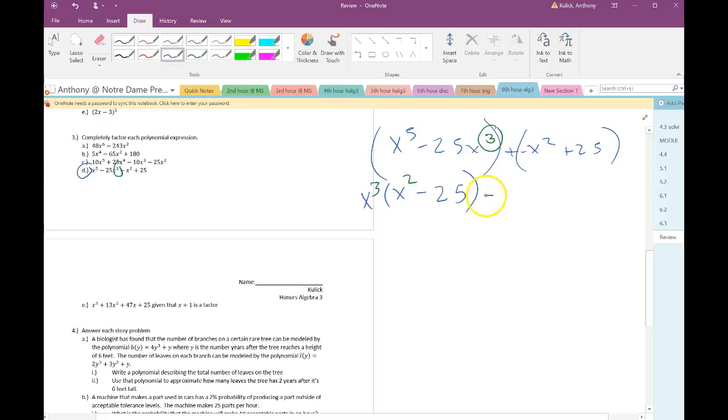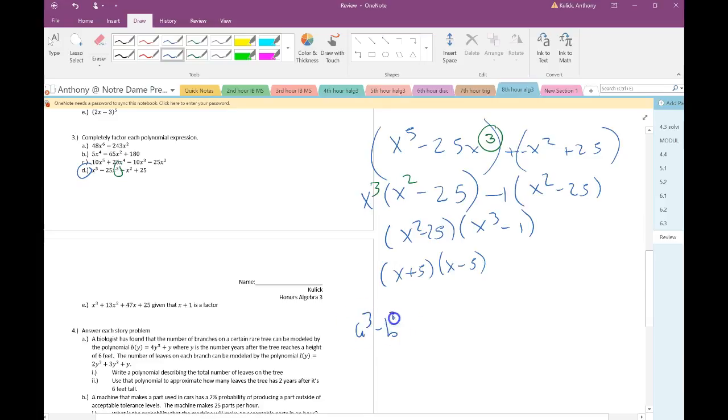From the second group, I can take out a negative 1, which leaves x squared minus 25. So that's going to give me x squared minus 25 times x cubed minus 1. That x squared minus 25 factors to x plus 5 times x minus 5. x cubed minus 1 is a difference of two cubes. So remember your sum and difference of two cubes factoring patterns. You should, because you will need to remember them.